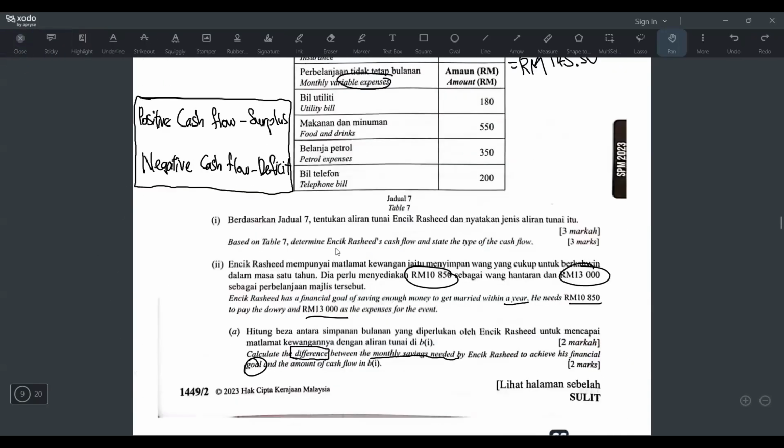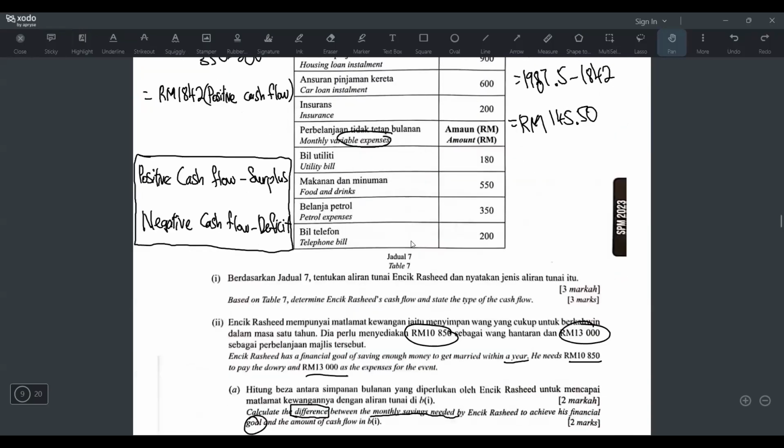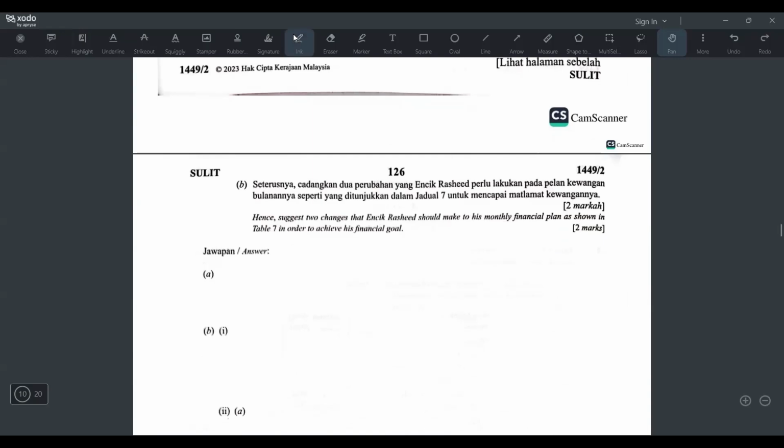So what does the soalan ask for? Calculate the difference between savings needed and the goal and the amount of cash flow in B1. Okay, that's the answer. Okay, let's do B.